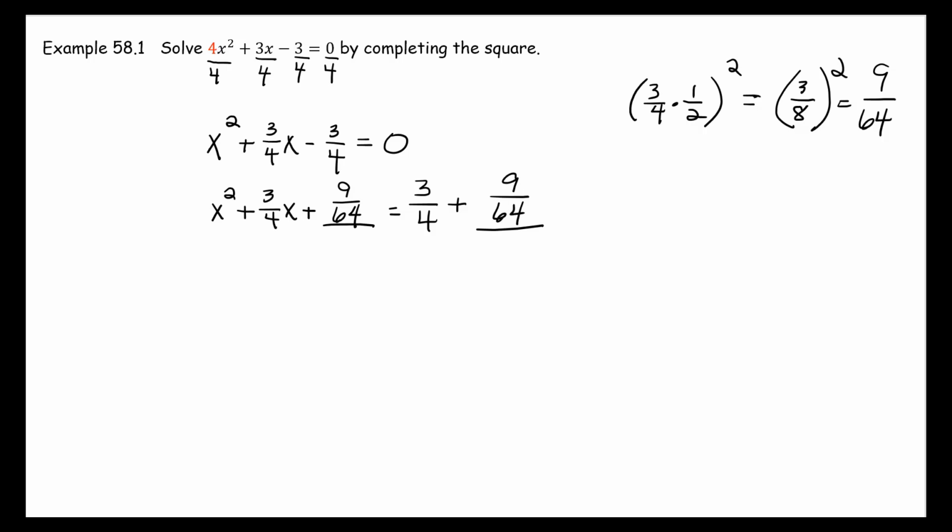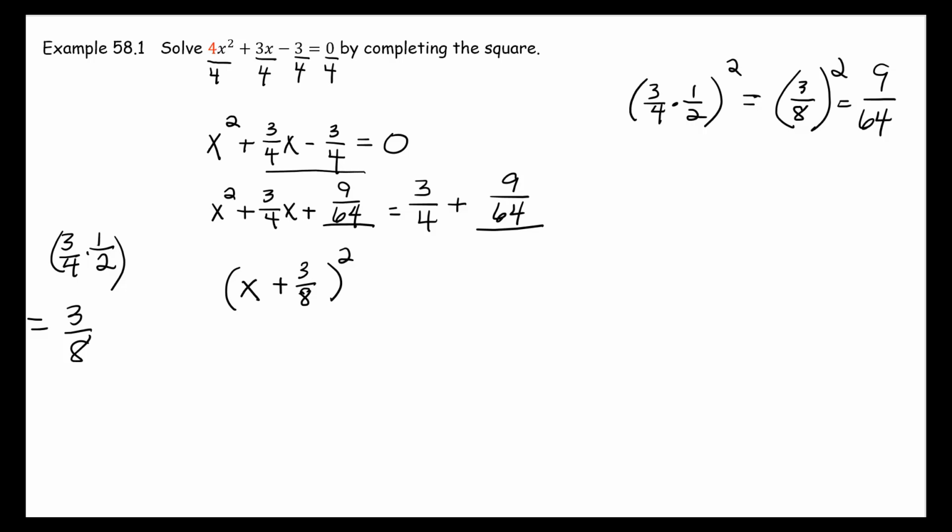Now we will write the left side of the equation as a perfect square. So, something squared, two things, x, and then what goes here? Well, it is going to be half the x coefficient. So it's going to be 3/4 times 1/2, which is 3/8. So the left side of this equation is equal to x plus 3/8 quantity squared.